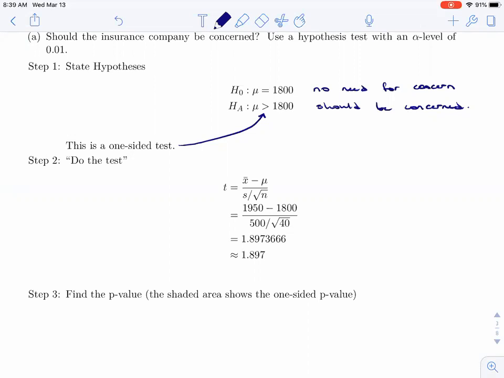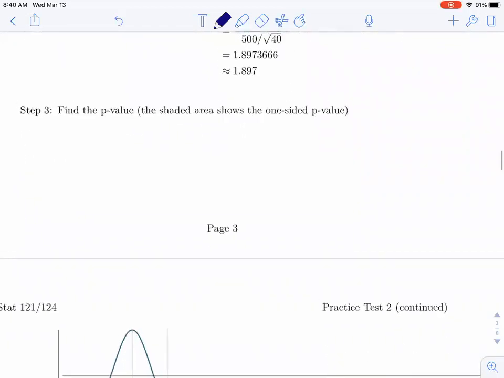And so we can calculate t, x bar minus mu over s over root n. And we find a t, and remember t has to have at least 3 decimal places, of 1.897, which is large, right? But just thinking about that threshold of, okay, anything beyond 2 is typically, we're going to reject the null hypothesis. So 1950 is above 1,800, but it's not quite significantly over 1,800. But we'll just confirm with our p-value.